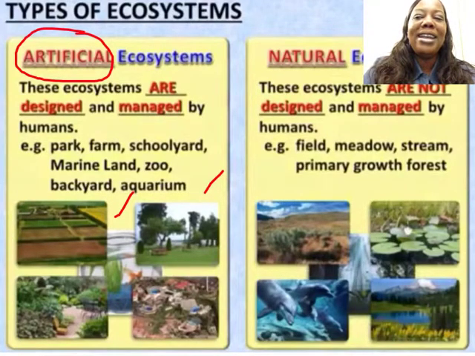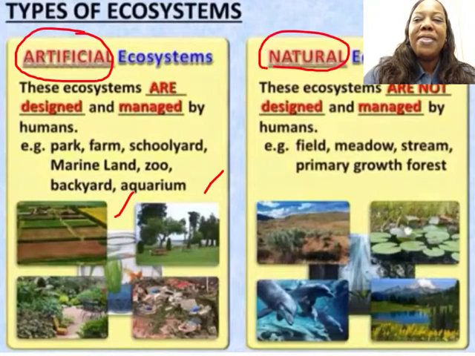Then, of course, you have natural ecosystems. These are ecosystems that are not designed by man. They're not made by humans. They are the fields, the meadows, the streams, and, of course, the forests.